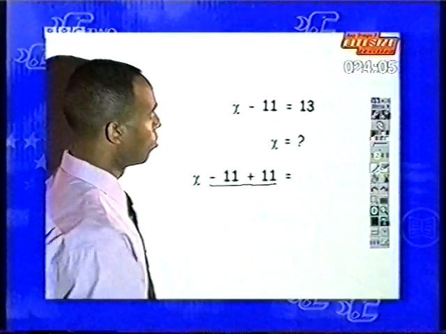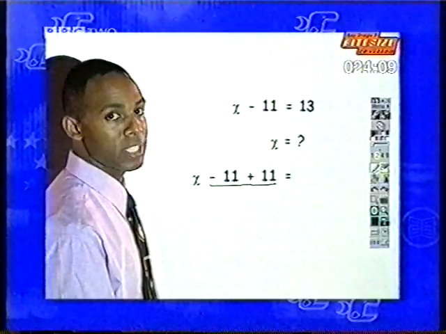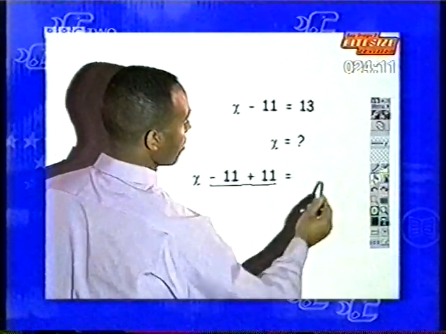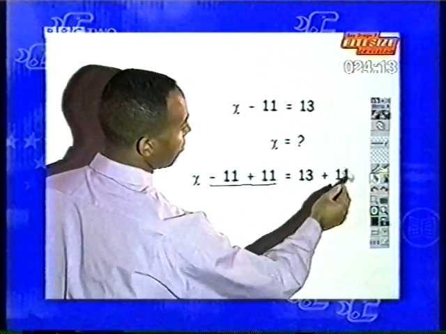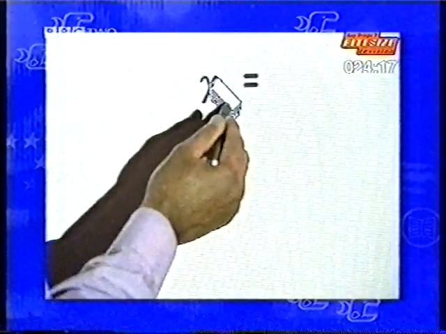Now remembering our rule, what's done to the left-hand side of the equation must also be done on the right-hand side of the equation. So 13 plus 11. What does this give us? 13 plus 11.